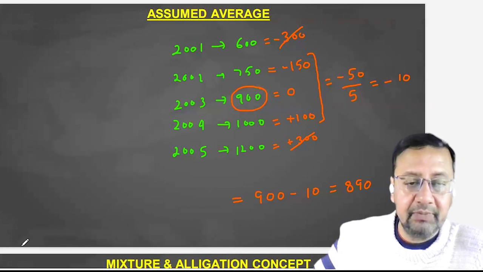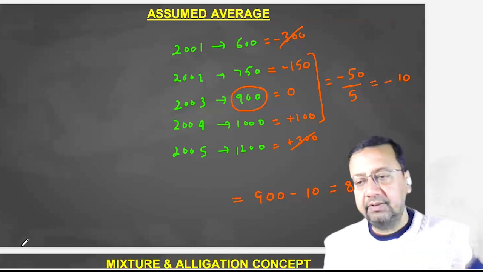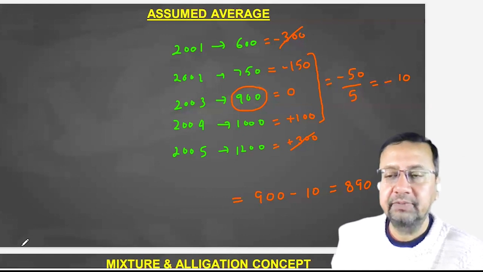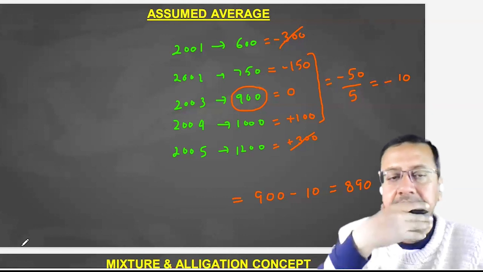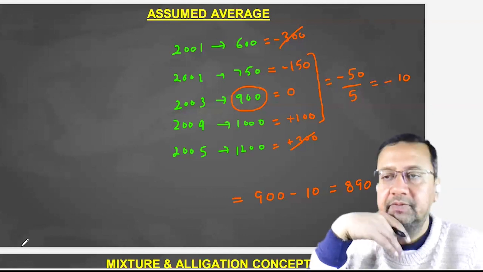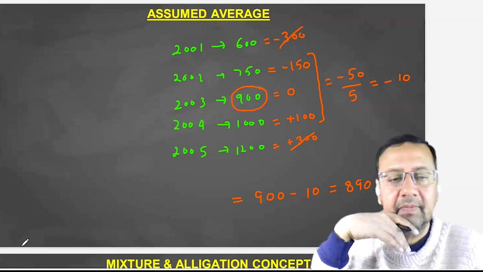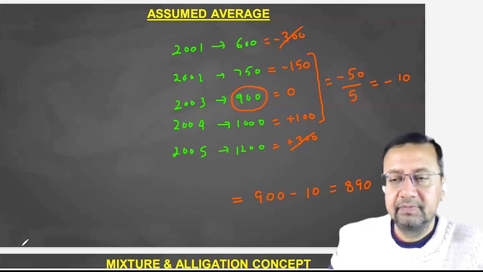So I suppose you got the logic for the assumed average. Any question, any query, any doubt in this? For anyone? No, sir. No? Okay.